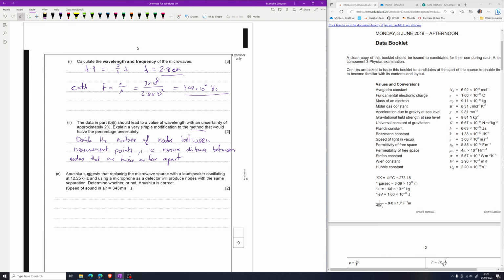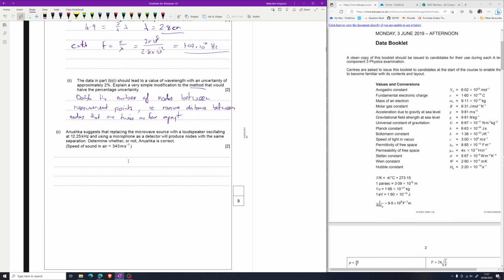Anushka is going to replace the microwave source with a loudspeaker oscillating at 12.25 kilohertz and use a microphone as the detector, hoping that's going to produce nodes with the same separation. Determine whether or not Anushka is correct. This implies that the wavelength is the same. True if wavelength same.